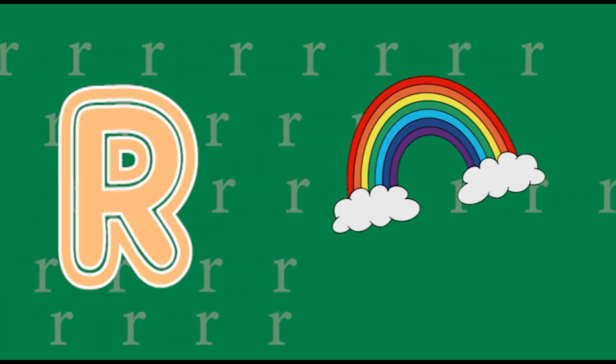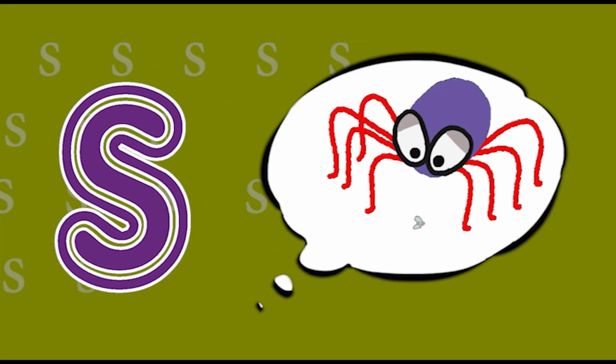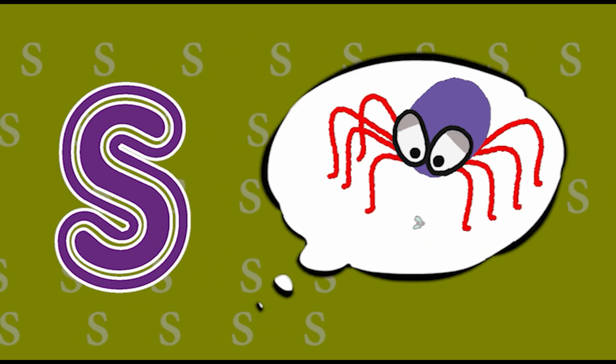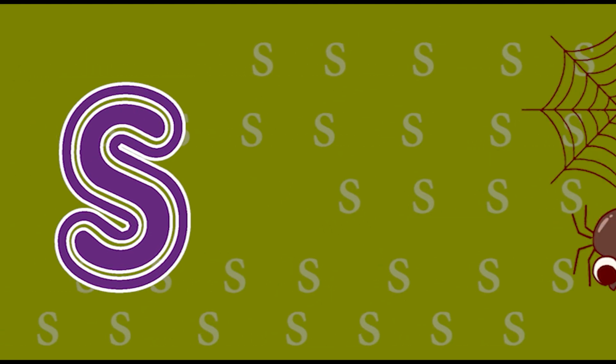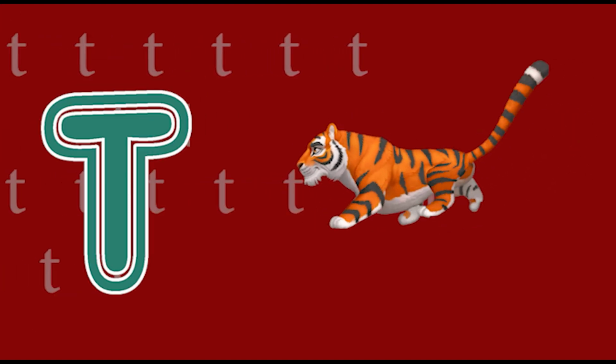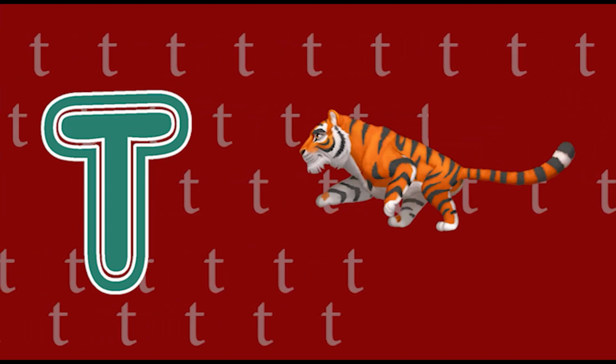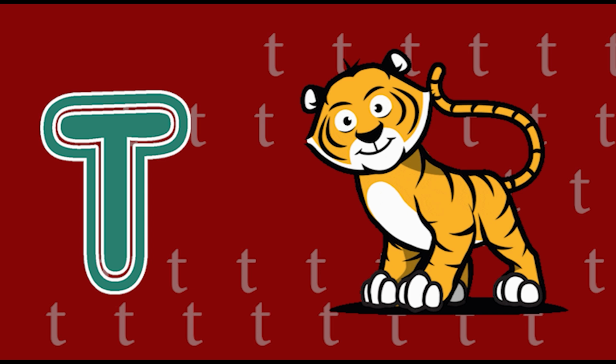Rainbow. R rainbow. S is for spider, spider. S spider. T is for tiger, tiger. T tiger.